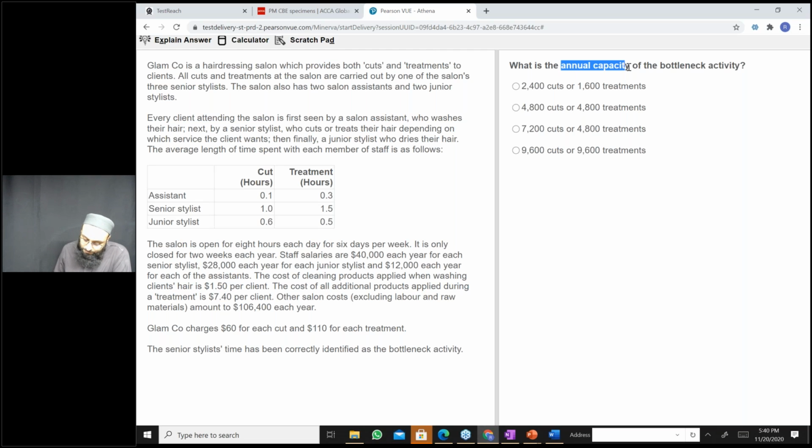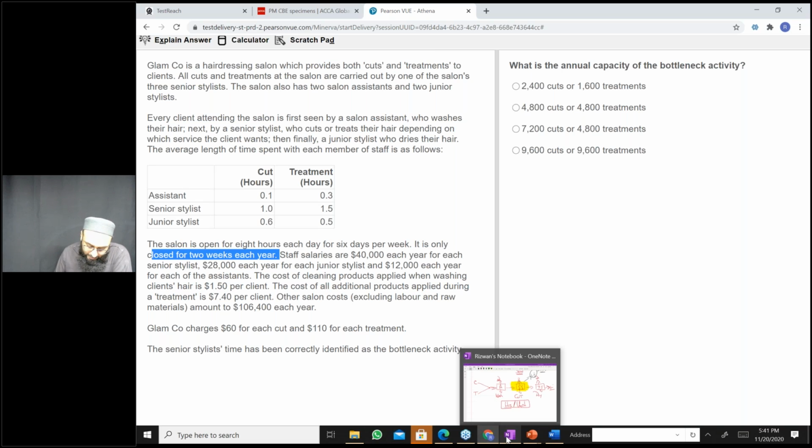Okay, so for that, what exactly do we need to do here? Let's have a look. As I need to work out the annual capacity, for that what I need is annual hours of senior stylist. Annual hours could be worked out by the salon is open for 8 hours each day for 6 days per week, right? It is only closed for 2 weeks each year. Now, if you see here, can you work out the annual hours of senior stylist? Because if you need to find out annual capacity, the output, you need to find out the hours, right? So how will I work out the hours here? Is it possible? Yeah, it's very much possible. So let's work out.